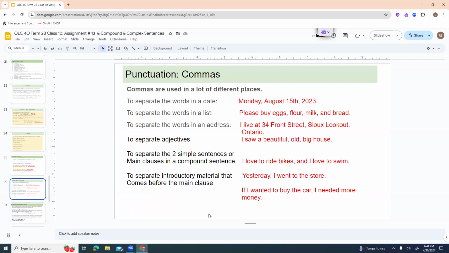Commas. I don't know if we're going to have time to talk about commas. Commas can show up in a lot of different places. We talked about the big place they shouldn't happen, which is between two sentences. But they do get used to separate words in a date, separate words in a list, separate words in an address, like the street gets separated from the city, which gets separated from the province. We also use it to separate adjectives, when there are multiple adjectives in a list. And then this stuff we kind of talked about at the beginning of the term.